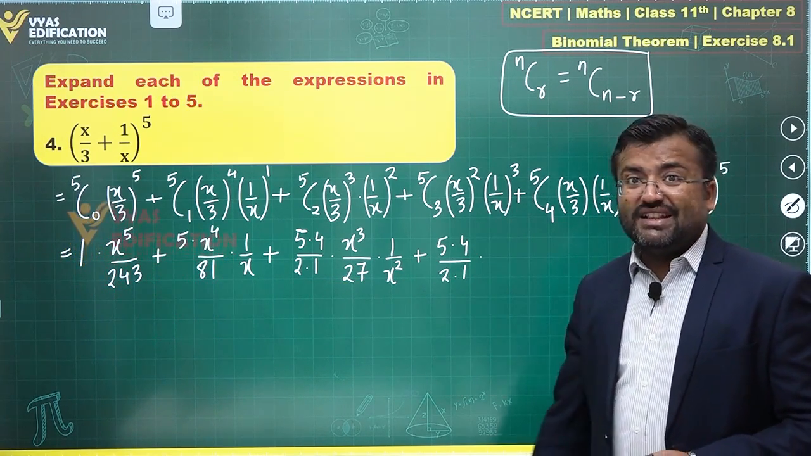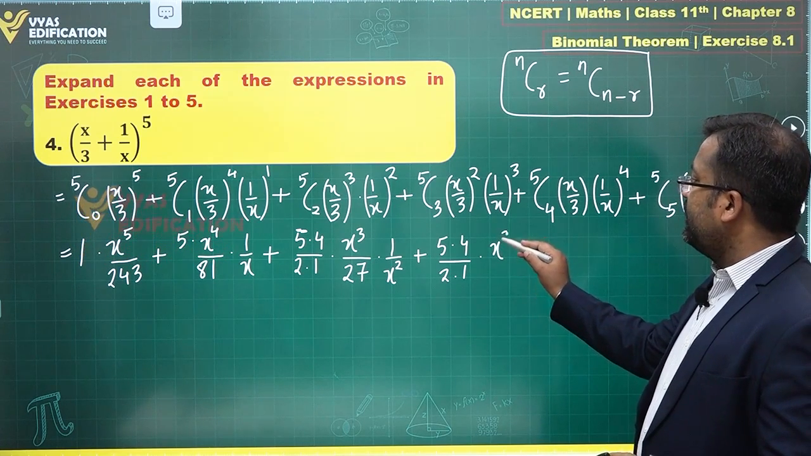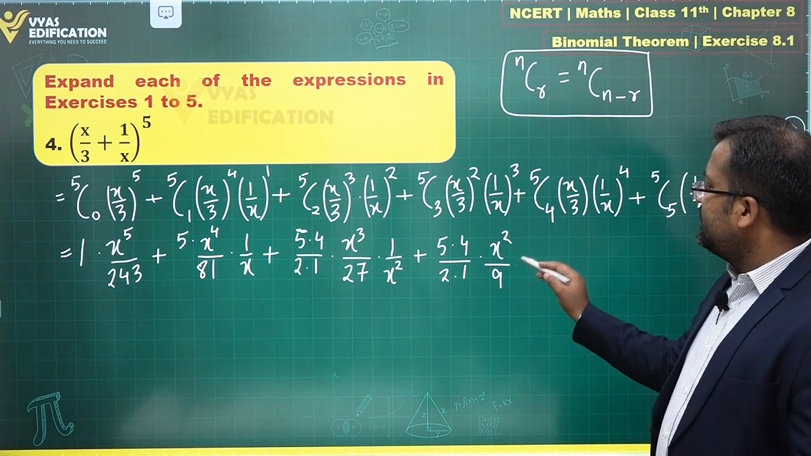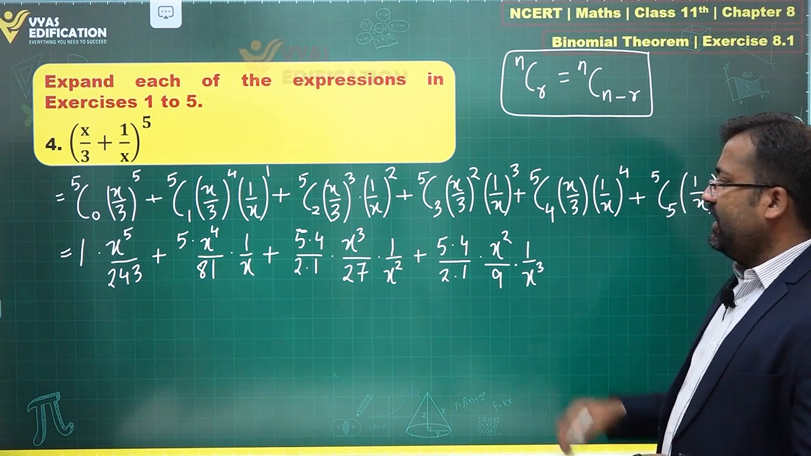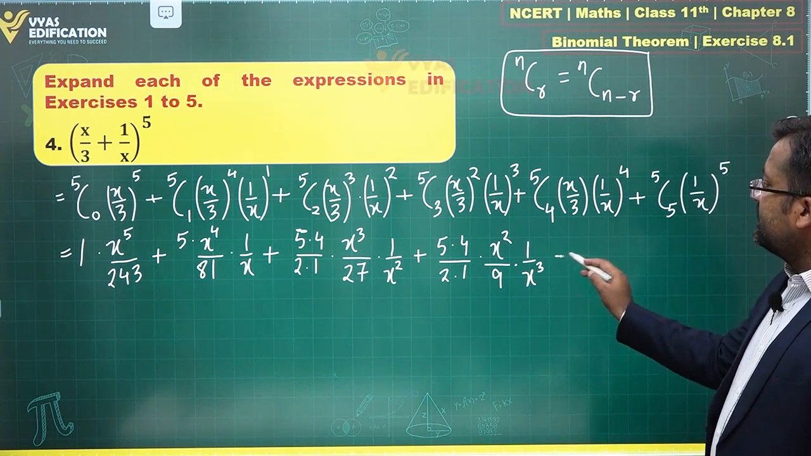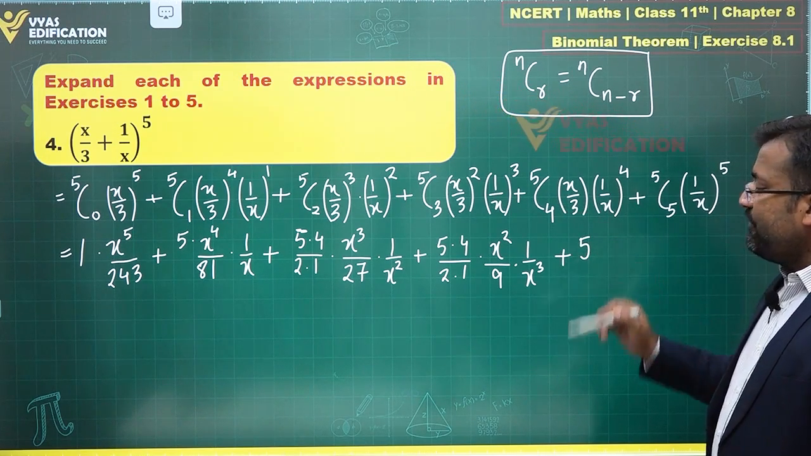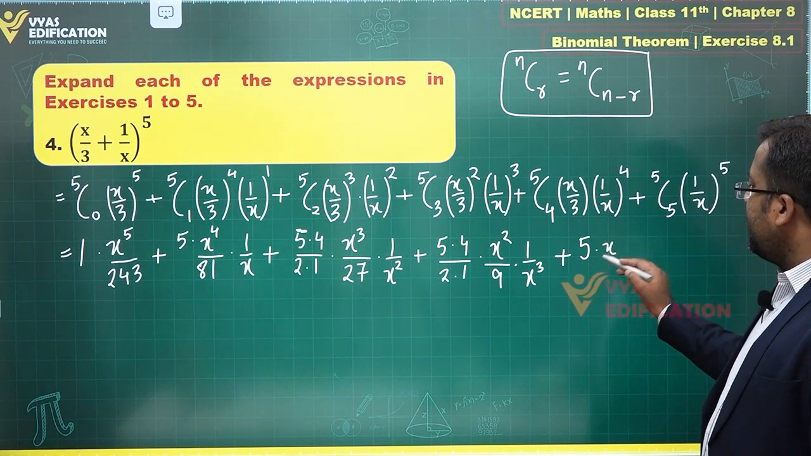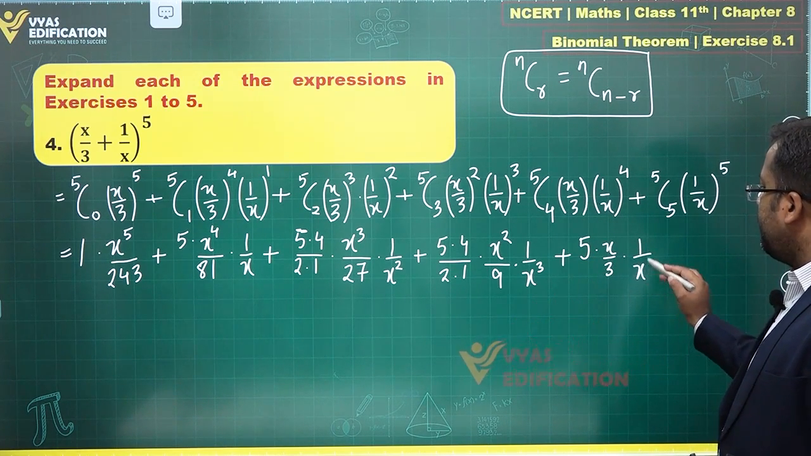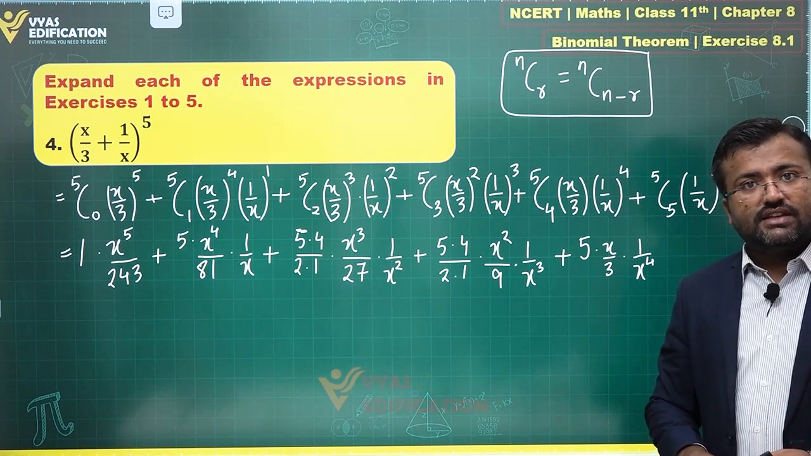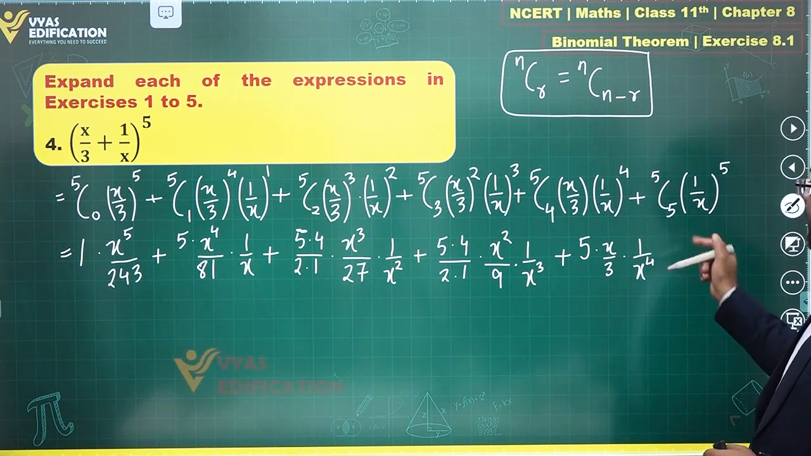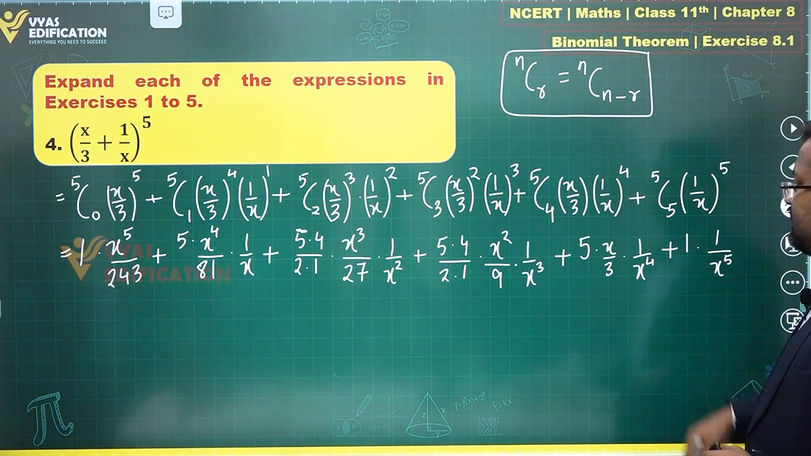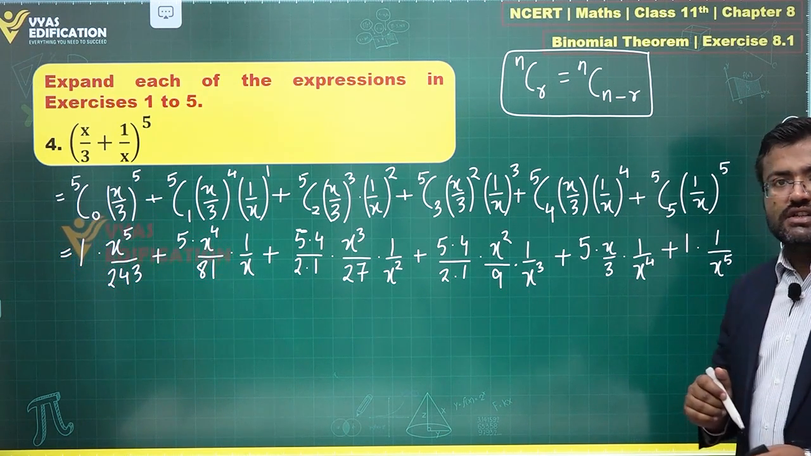What next? x by 3 whole square. This will be x square in the numerator upon 3 square, which is simply 9 in the denominator. The next term would be 1 by x power 3 over here. Yes, this is what you get. What next? 5C4 will be simply 5C1, which is 5. x by 3 remains as it is, and here you get 1 upon x power 4. Is that okay? Yes. The next term will be 5C5, which is 1, and this is 1 upon x power 5. This is what you get. That's the series in front of us.